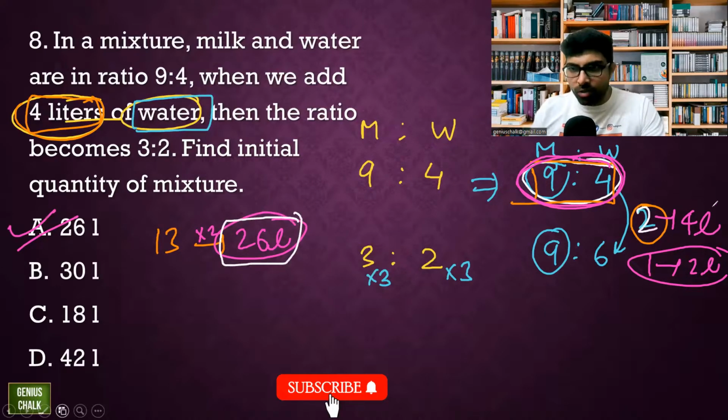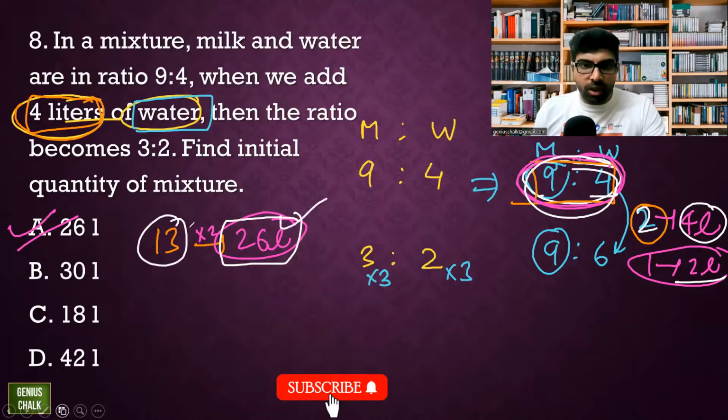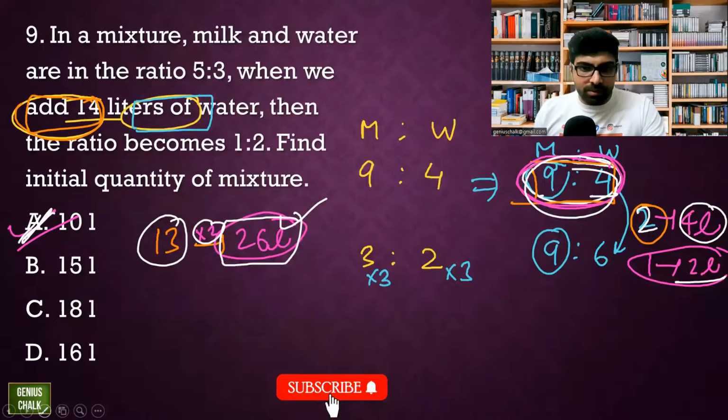26. See, 2 units 4 liters, 1 unit 2 liters. Overall mixture original was 9 plus 4, 13. So 13 value has to be 13 into 2. That is 26 liters. That has to be the answer, right? Next one.